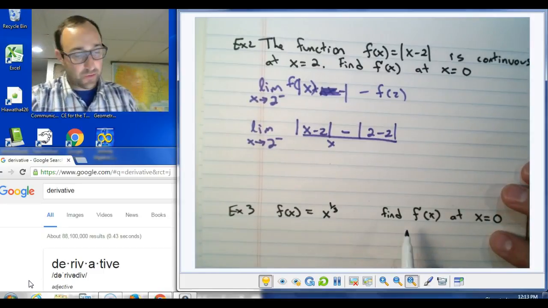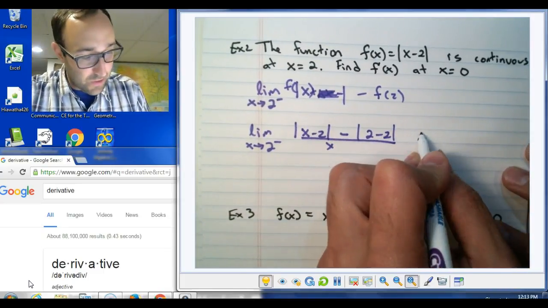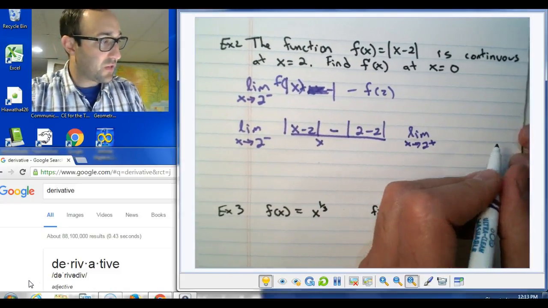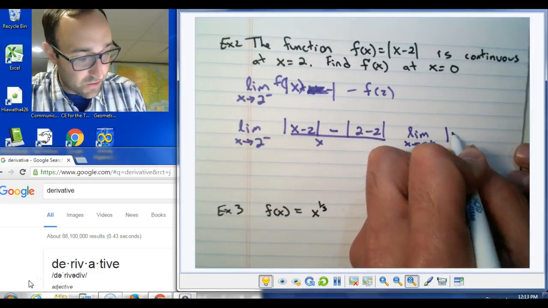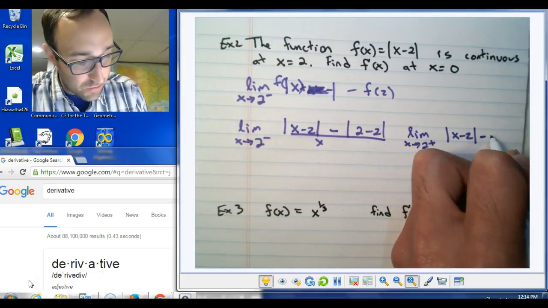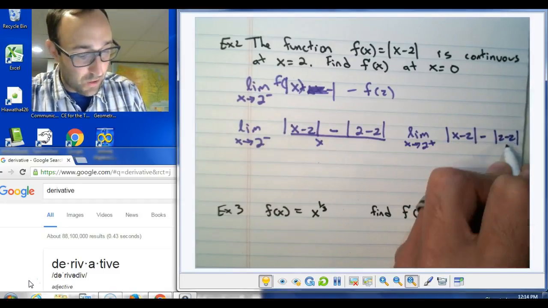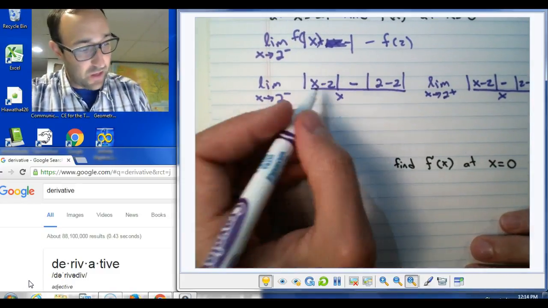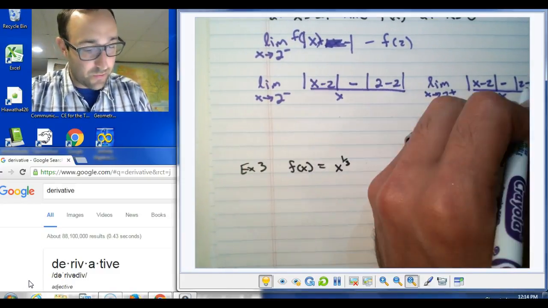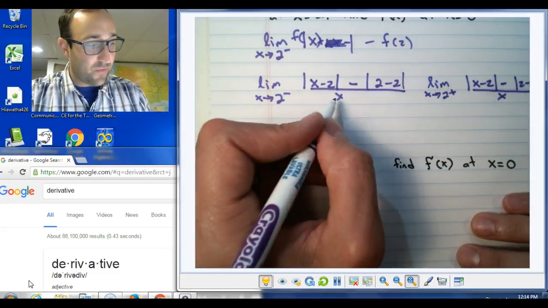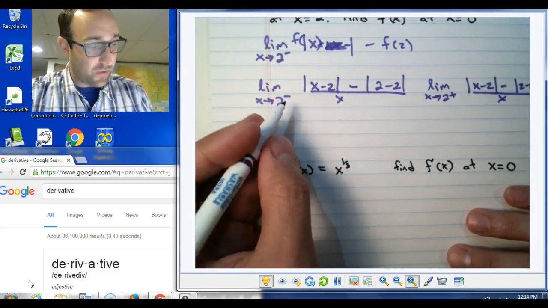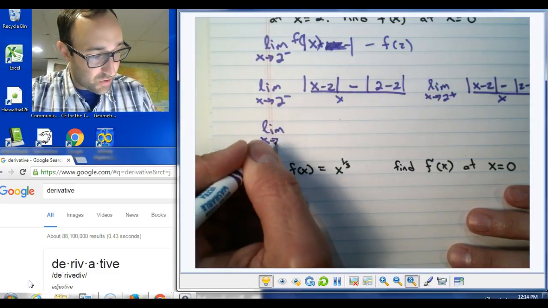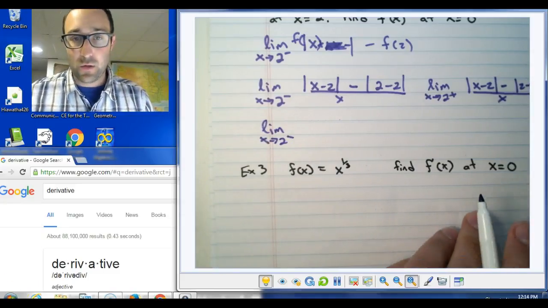Okay, and then I'm going to do the parallel thing on the right side. What's the limit as x approaches 2 from the right side? That's going to be the same thing: the absolute value of x minus 2 minus the absolute value of 2 minus 2, all over x. So I'm going to plug these both in, and I get 2 minus 2 is 0, 2 minus 2 is 0. So x minus 2 divided by x as it approaches from the left side. Let's take a look at that one real quick.